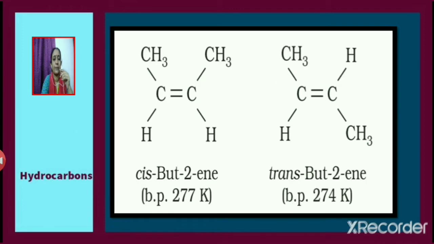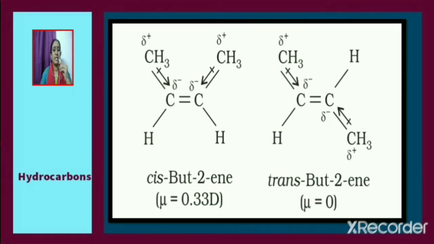trans isomer. Now consider but-2-ene, which is CH3CH double bond CHCH3. Each carbon has one methyl group and hydrogen attached to it. So we may show the hydrogen atoms on the same side of the double bond, or we may show the hydrogen atoms on opposite sides of the double bond. If similar groups are shown on the same side of the double bond, we get cis-but-2-ene, and if similar groups are shown on opposite sides of the double bond, we get the trans isomer.